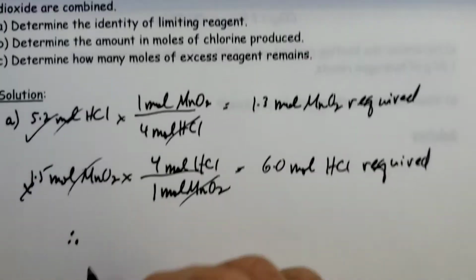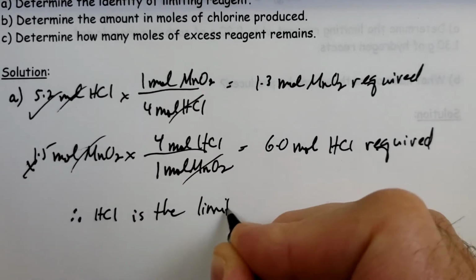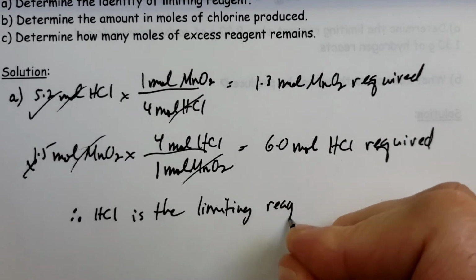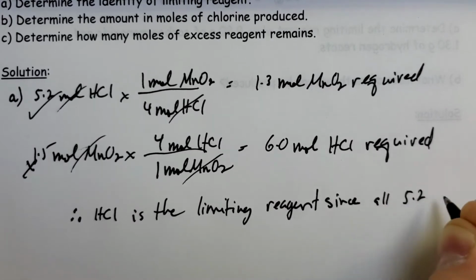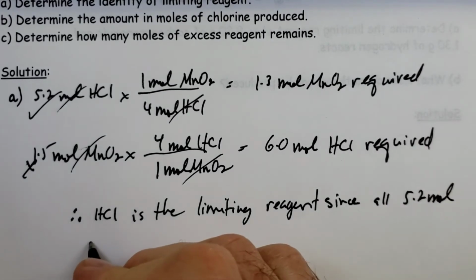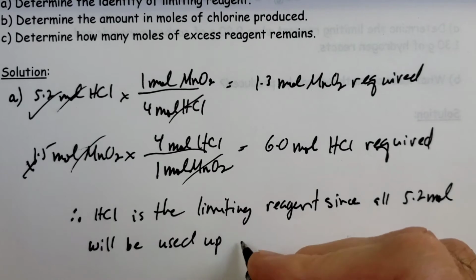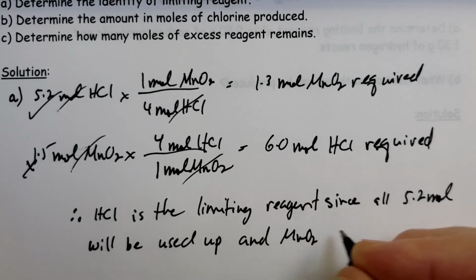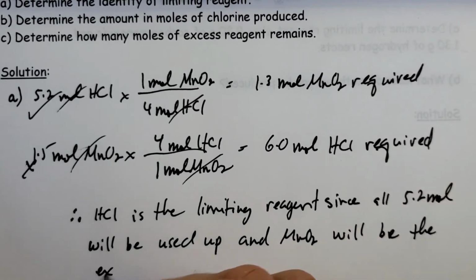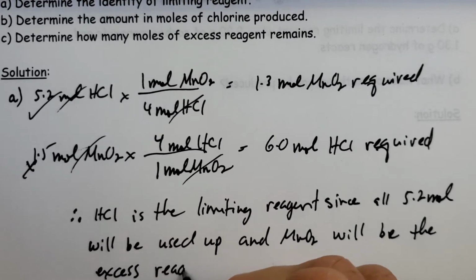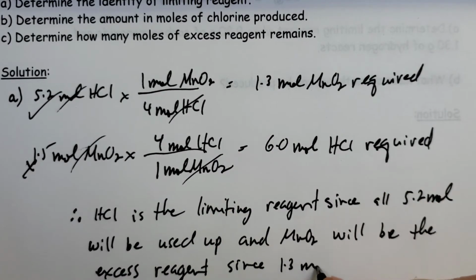So therefore, HCl is the limiting reagent, since all 5.2 moles will be used up, and MnO2 will be the excess reagent, since 1.3 moles is used up.